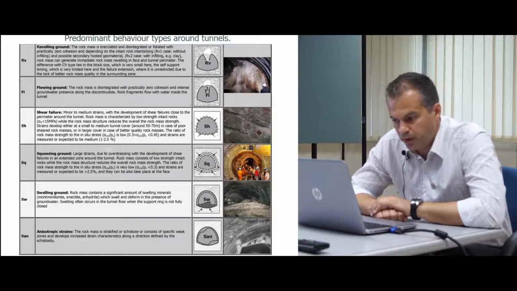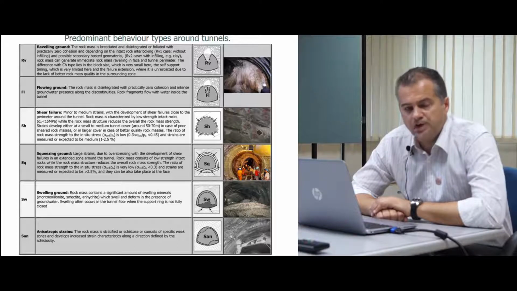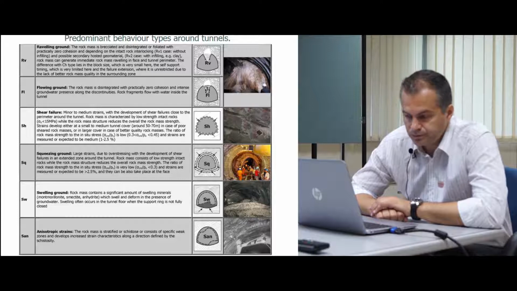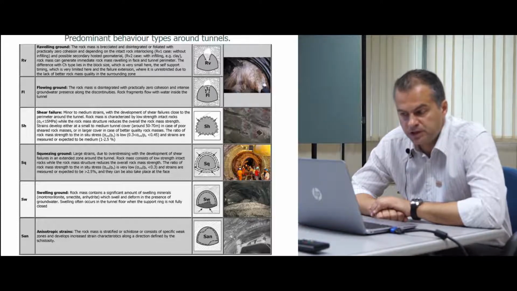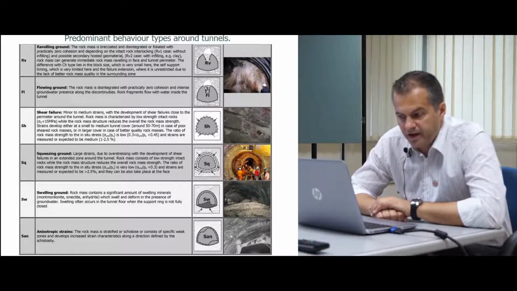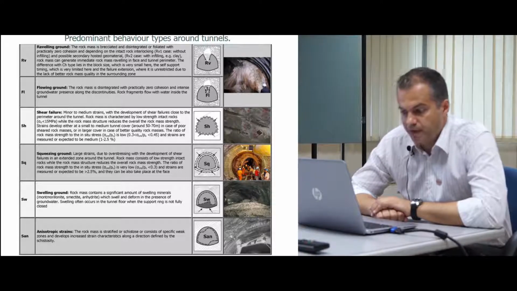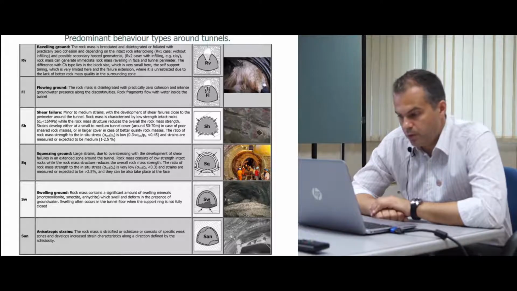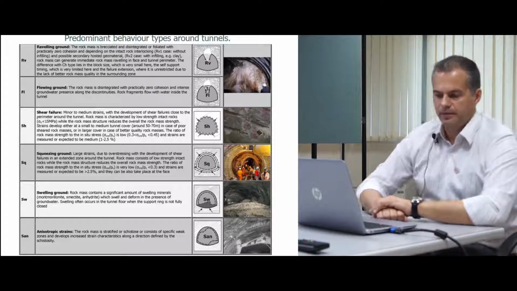1 to 2.5%. The next one is squeezing ground, where we have large strains due to overstressing. Here the ratio of the rock mass strength to the in situ stresses is very low, less than 0.3, and the strains are measured or expected to be larger than 2.5%. So here we have either very low rock mass strength and/or large tunnel cover.